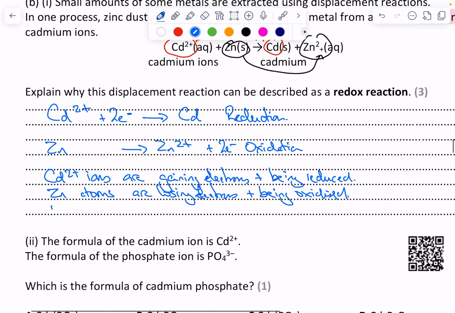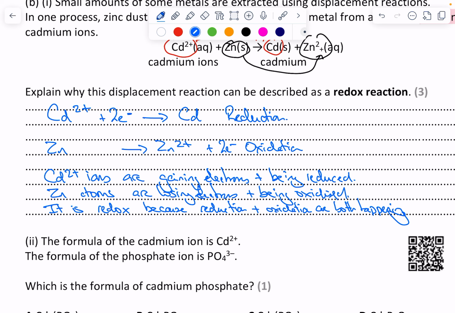And all we need to say then is that it is redox because reduction and oxidation are both happening.